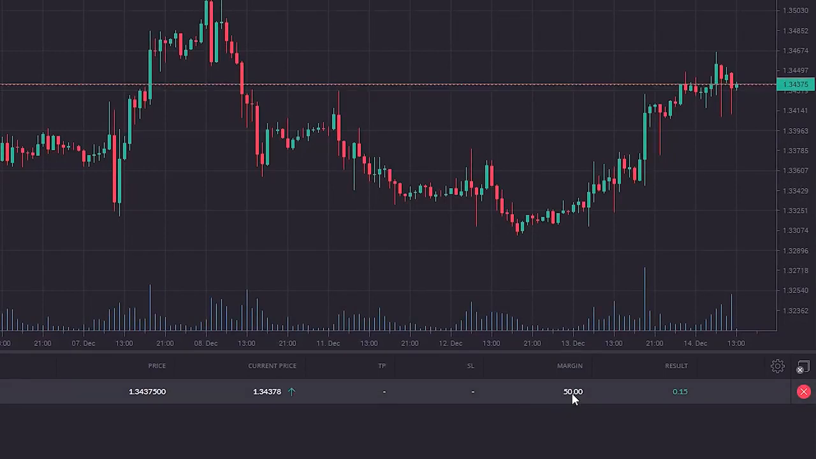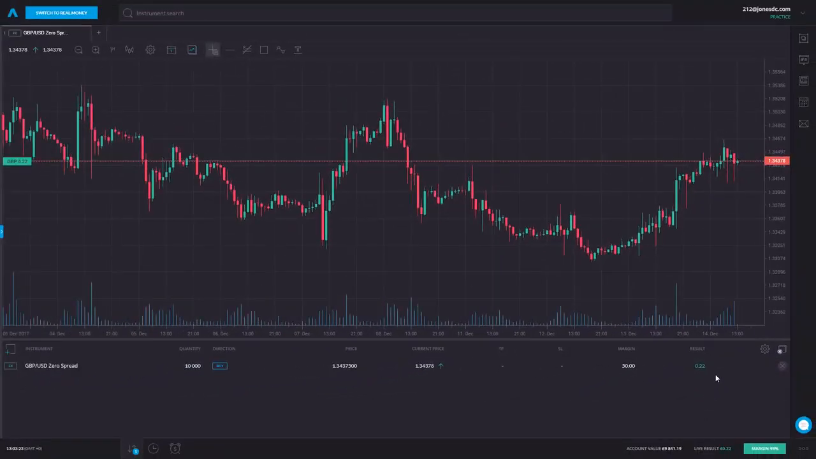If I choose to close this trade now, that £50 gets released back into my account, plus any profit, less any loss that I've made on the position. Let's do the same thing again with an individual share, just to see how this margin works.